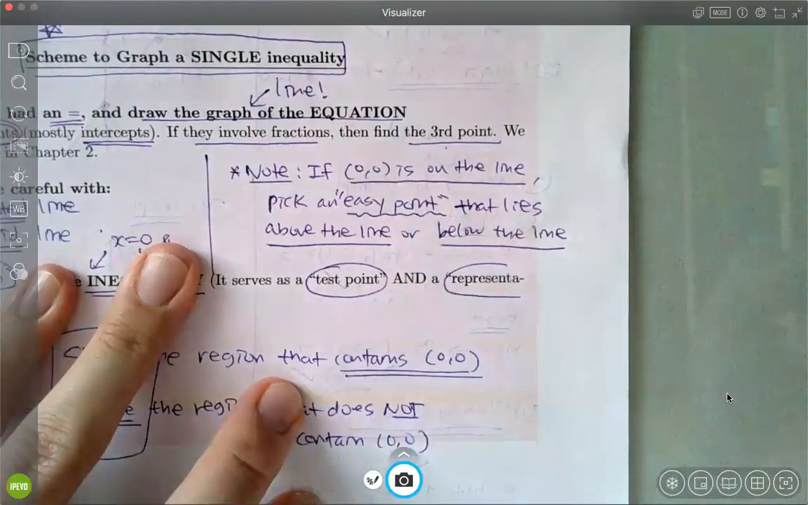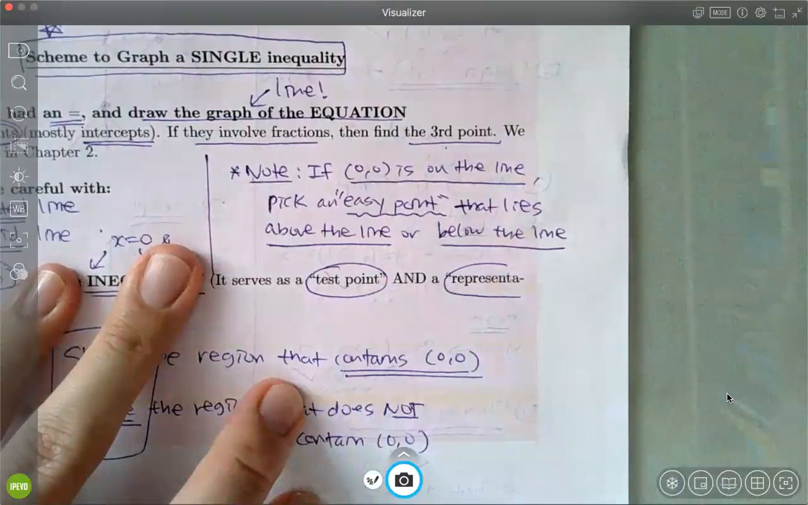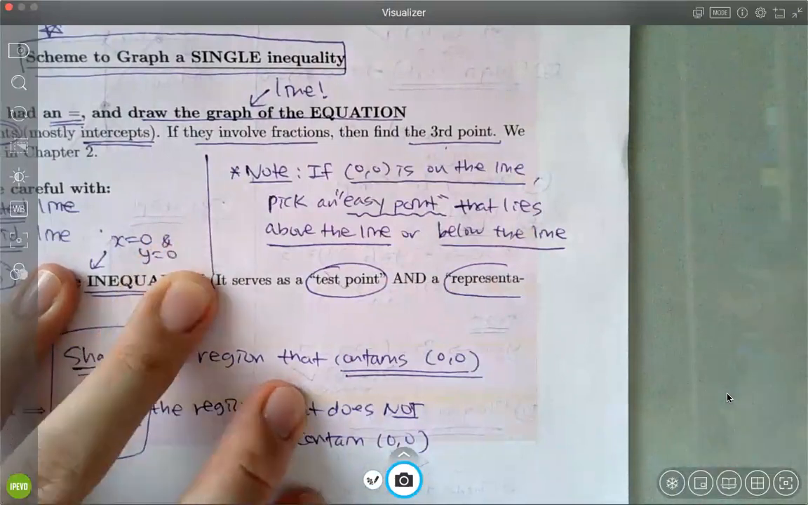Okay, so here be as easy as possible, like 1, 1, or maybe you can do 1, 0 if that's not on the line, or -1, -1. Okay, so something like that. Yeah, but good question.